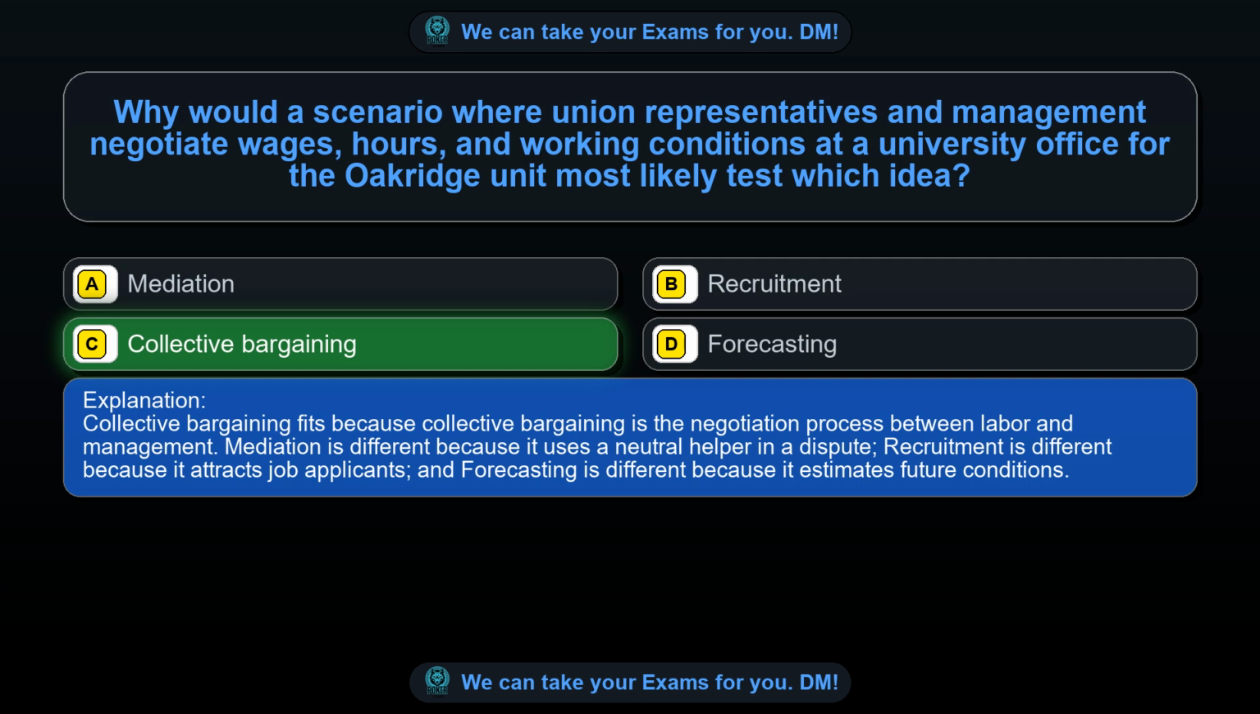Collective bargaining fits because collective bargaining is the negotiation process between labor and management. Mediation is different because it uses a neutral helper in a dispute. Recruitment is different because it attracts job applicants, and forecasting is different because it estimates future conditions.